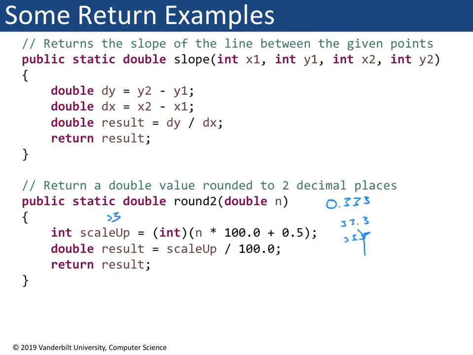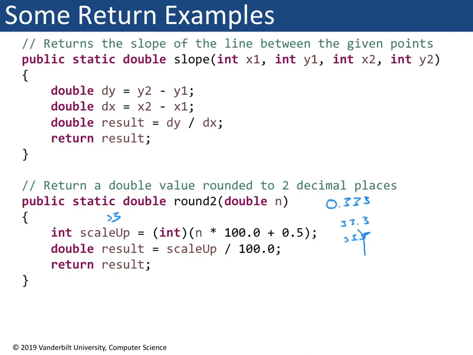Notice, if we had been at 33.5, at which point we would want to have rounded up, then when we added 0.5, it would have summed to 34. So when we cast it to an integer, we would have achieved 34. This adding 0.5 and then casting to an integer is a common method used to effectively round something. So now we have 33 as the value for scale up, and it's a type integer.